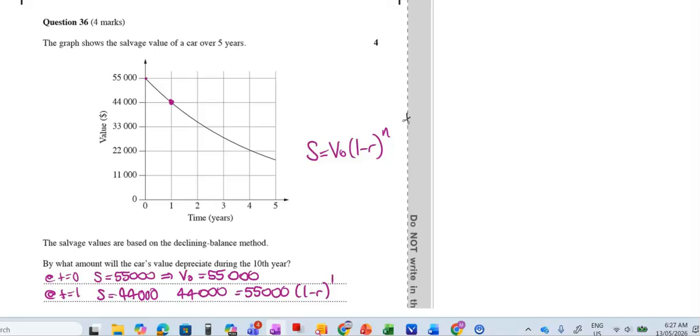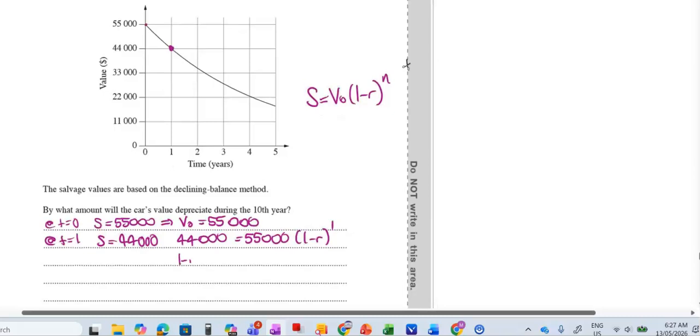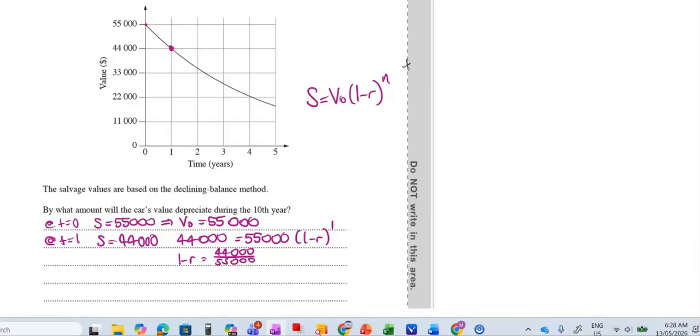So that's revealing to me that I can work out 1 minus r. It must be 44,000 divided by 55,000. So cancel. So that's 4/5. If 1 minus r is 4/5, then r must itself be 1/5. So r equals 1/5 or 0.2. So now I'm ready to use the formula. I've got the structure of my formula.